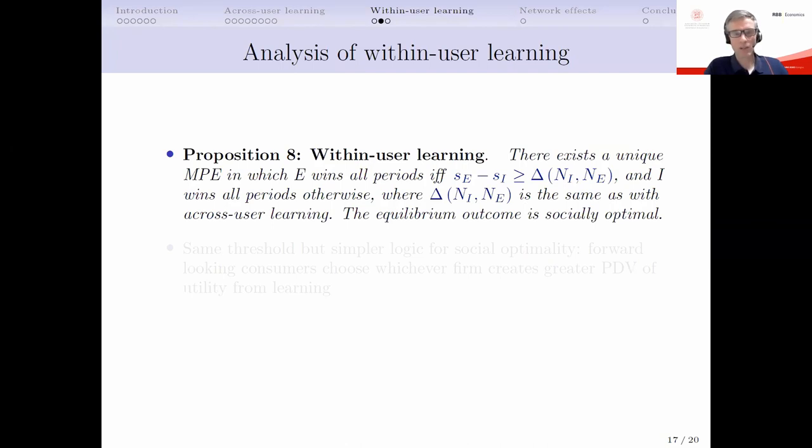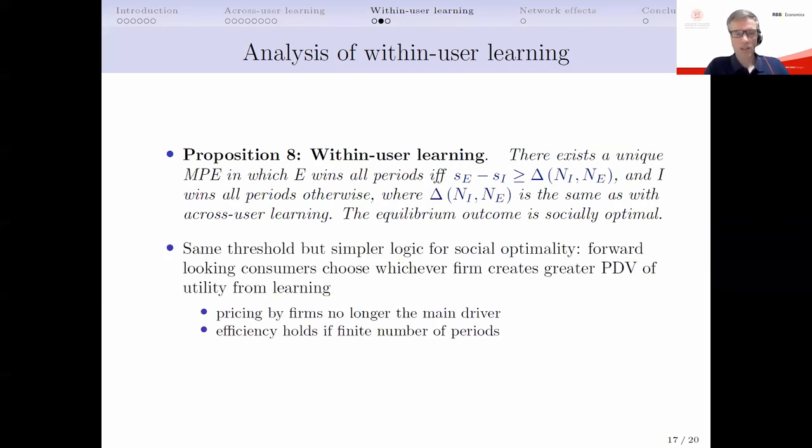And again, the equilibrium outcome is socially optimal. Actually, the logic for social optimality here is more straightforward than it was in the across user learning case. Here consumers are forward looking, and in this case it does matter that they're forward looking, because if they were just myopic, they wouldn't take into account that when they choose a firm, that firm's product is going to get better and better for them, right? So they have to take that into account when they're forward looking. And so they choose the firm which is going to create the greatest PDV of utility from learning.